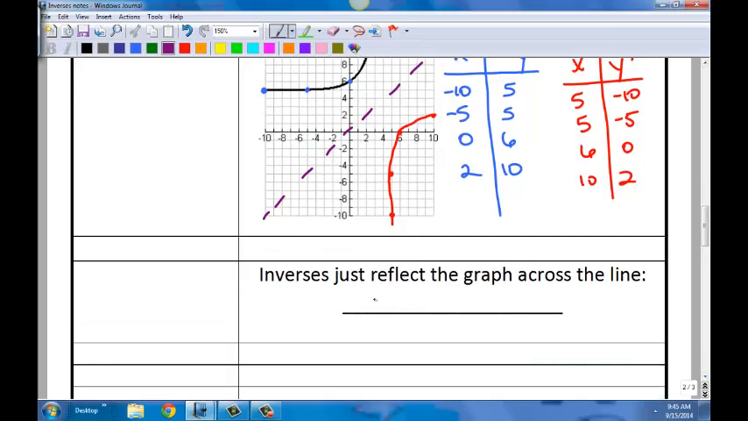Just to sum it up down here, inverses just reflect the graph across the line. That one right there, remember? Y equals x. It's just the linear mother function. And that's it.